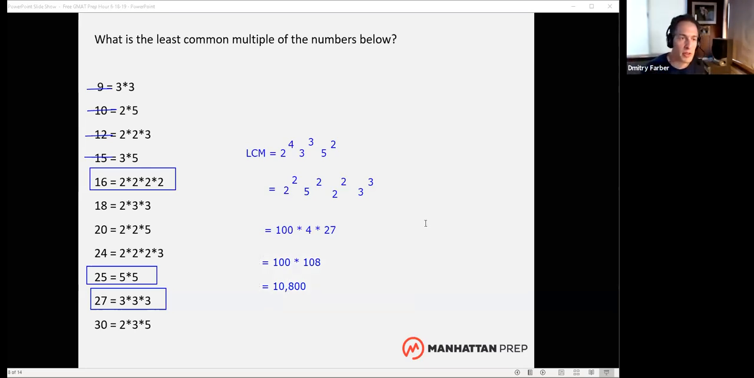So another little divisibility trick. And this will come up in a lot of data sufficiency contexts where I'm trying to say, hey, I know this information. I know this information. Do I know this other thing?